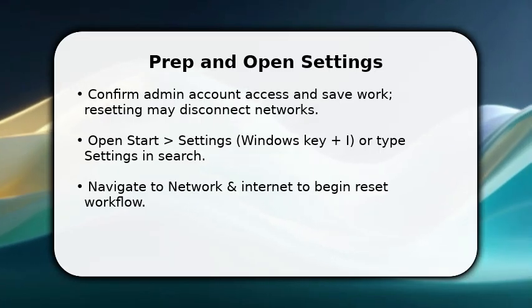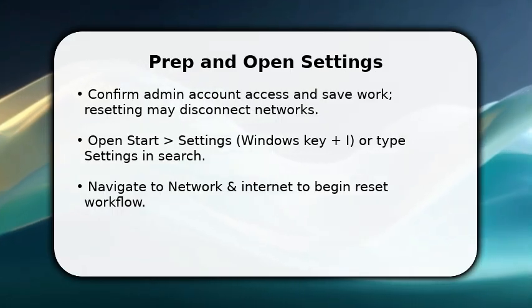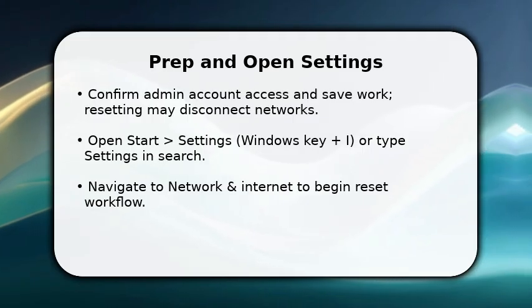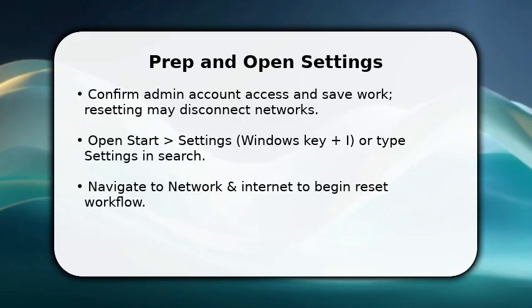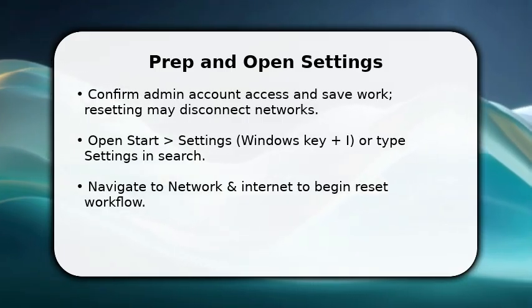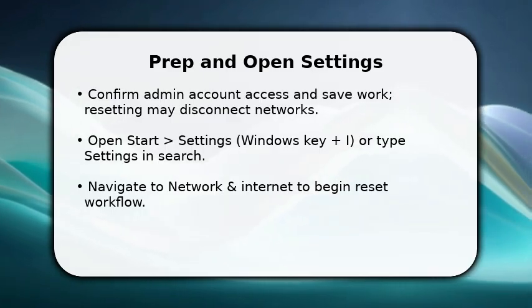You need admin rights and a saved session because resetting network settings disconnects active connections. Start now. Press Windows key plus I to open settings, or click Start and type settings. Once done, choose Network and Internet on the left. That's where Windows centralizes adapters, Wi-Fi, and Ethernet controls.